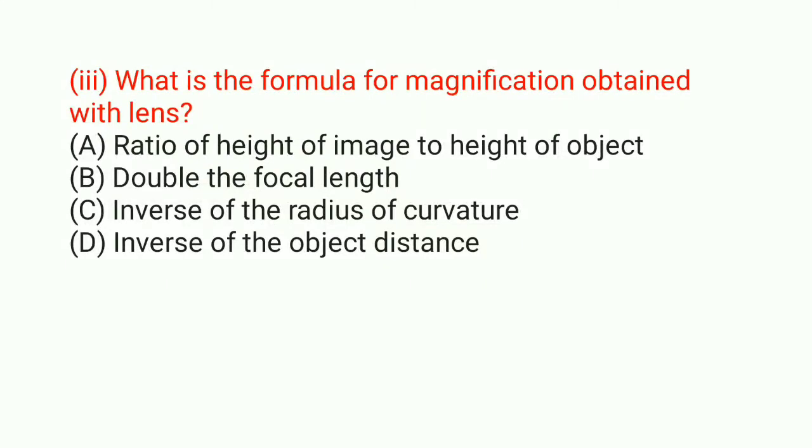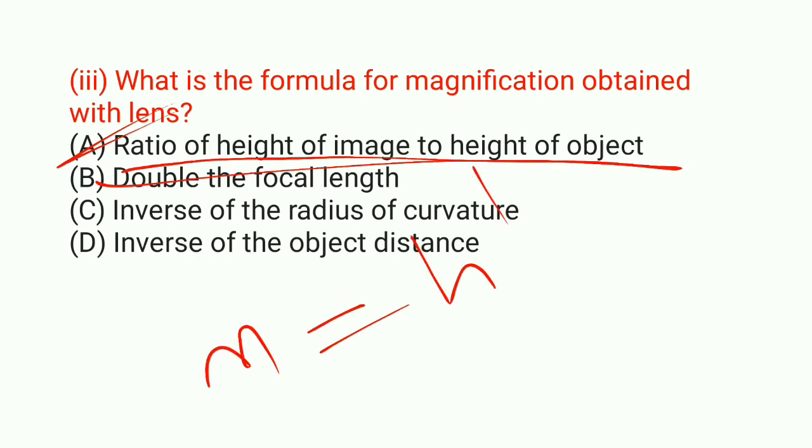Next question: what is the formula for magnification obtained with the lens? So we have the formula for the magnification: it is the ratio of the height of the image to the height of the object, that is, magnification M is equal to H dash divided by H. So option A is the correct answer.